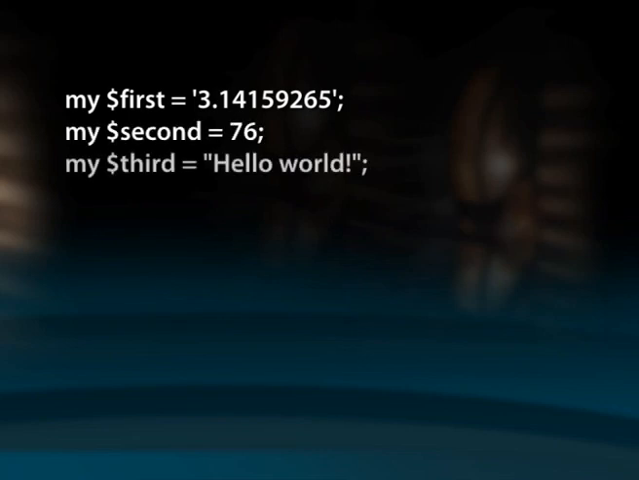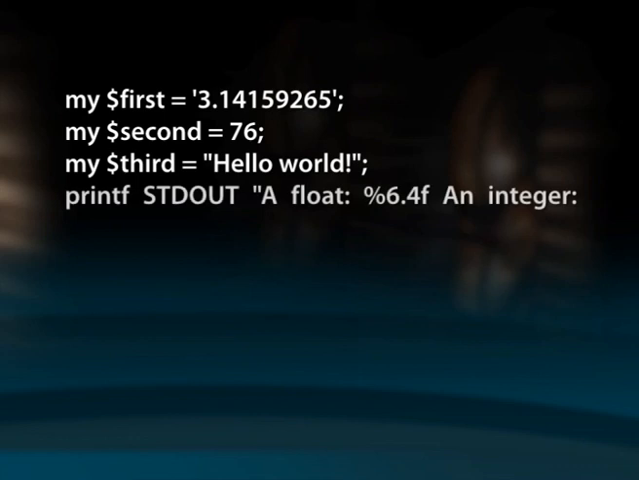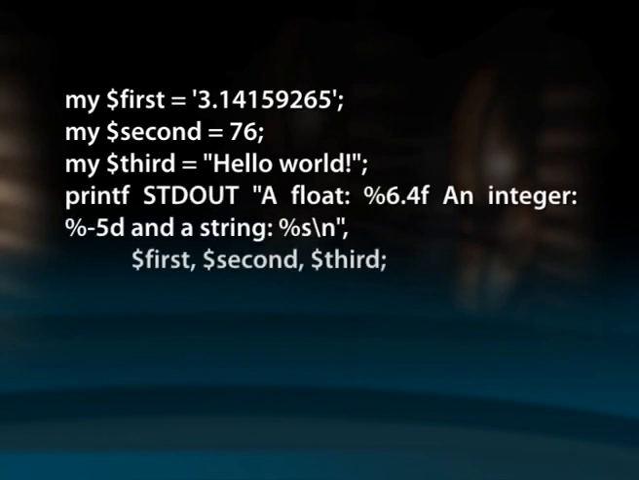Perl's printf function is taken from the C language function of the same name. Here is an example of a printf statement. My $first equal to 3.14159265 and my $second equal to 76. My $third equal to "hello world". Remember that all the variables start with the $ symbol.